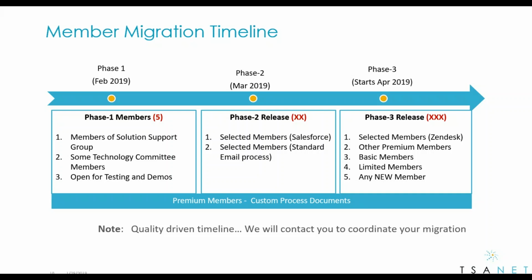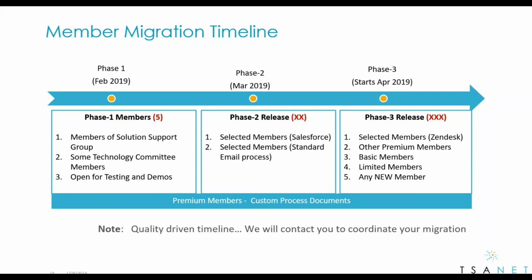But then as we go into phase 2, we do plan to add more members. Again, it's not huge quantities. So in the month of March, it'll probably be another maybe dozen members to give you a sense. And we are going to focus on members that are using Salesforce and members that want to use the standard email process. So really focusing on those type of members.